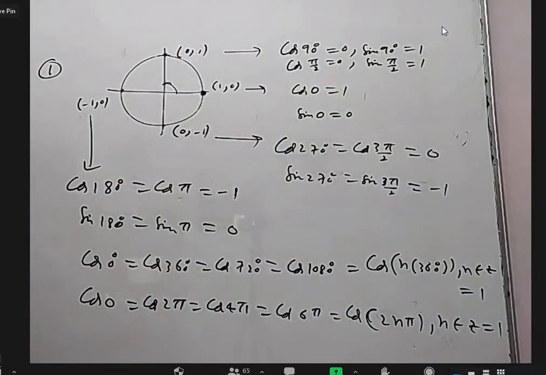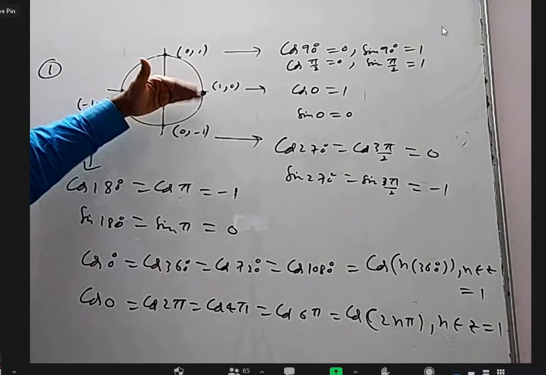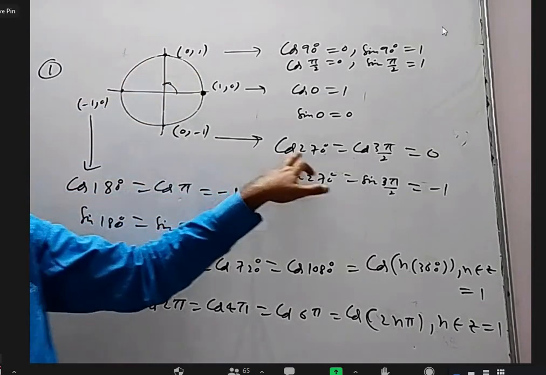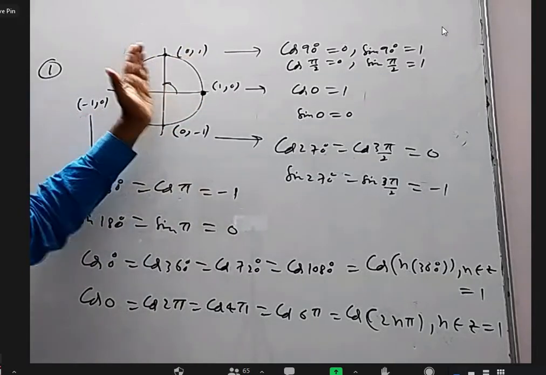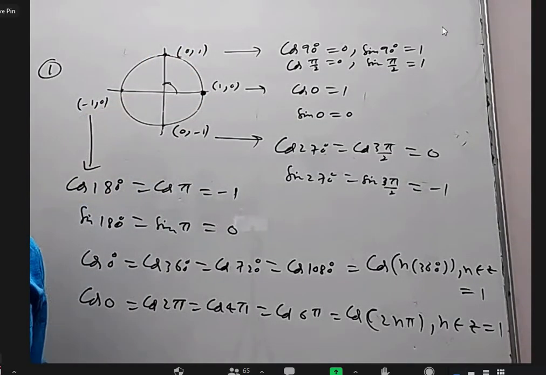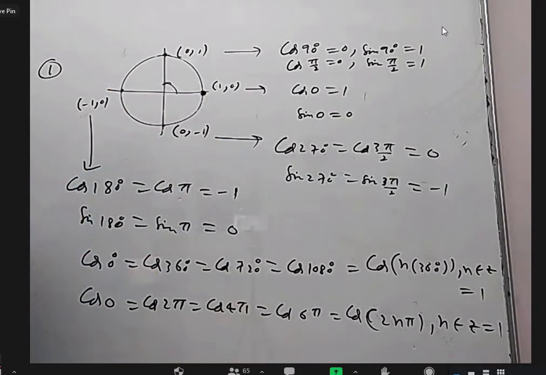Sir, their n belongs to natural number or integer? No, integer. You can take minus also. You can take minus 2. That means, let's say you want minus 90 degrees. You can turn 90 degrees like this. Positive means you have to turn anti-clockwise. Negative means you have to turn clockwise. So you turn clockwise 360 also, you'll get same thing. That is cos minus 360, that is cos minus 720 like that. Yes, sir. n is integer.